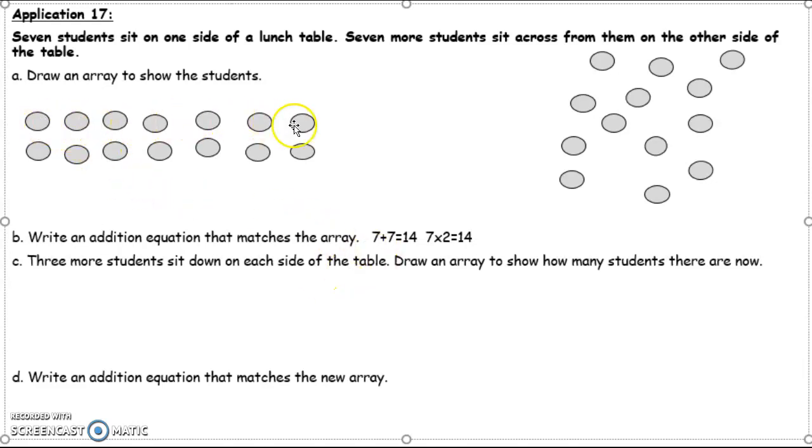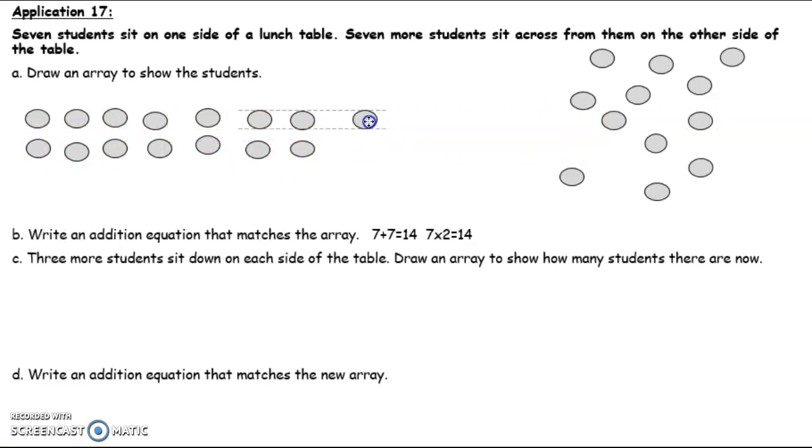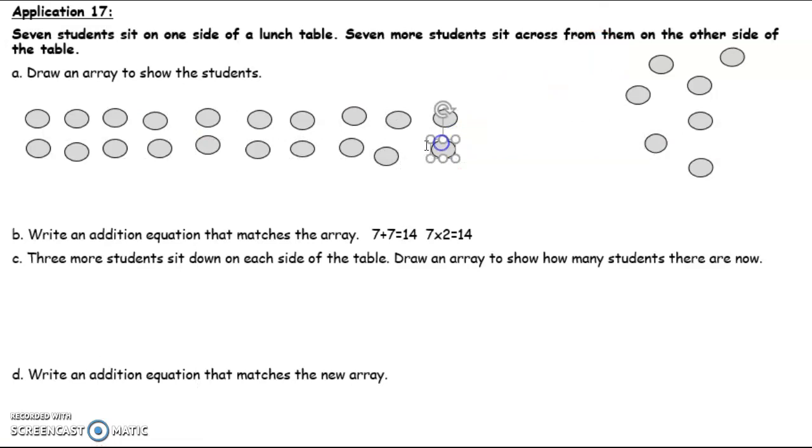Okay, since I already have my first set of students here, I'm just going to add 3 students to each side of the table. 1, 2, 3. And I'm going to add 3 students on this side of the table. 1, 2, and 3.